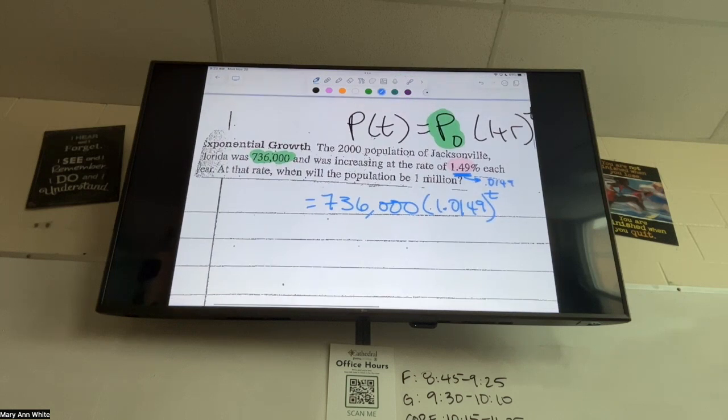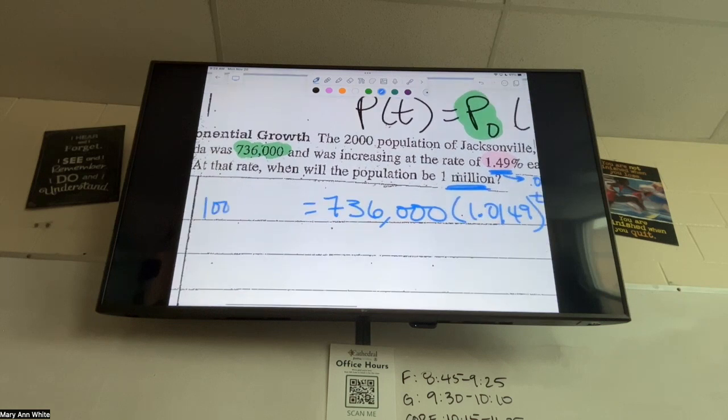Now it says, when will the population be 1 million? So 1 million, is that going to go in for my P of T, or is it going to go in for my T? My P of T, it's going to go in for my population. So I'm going to put 1 million over here.